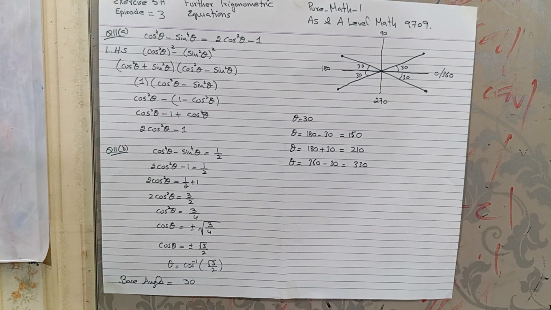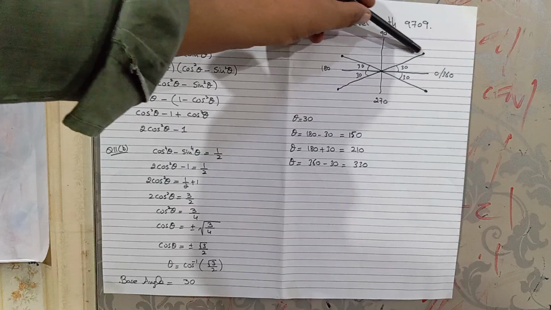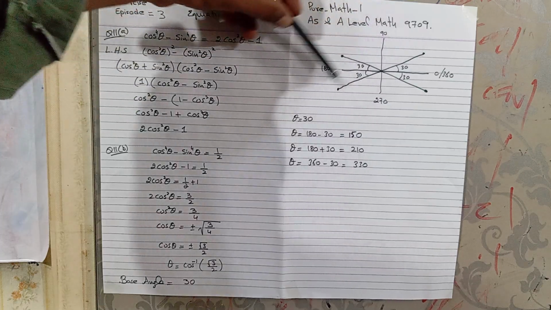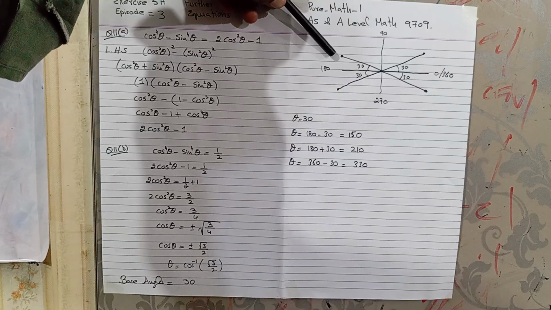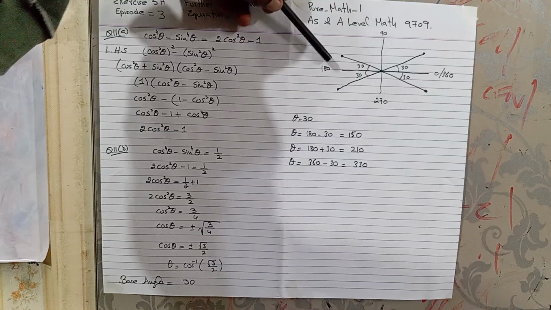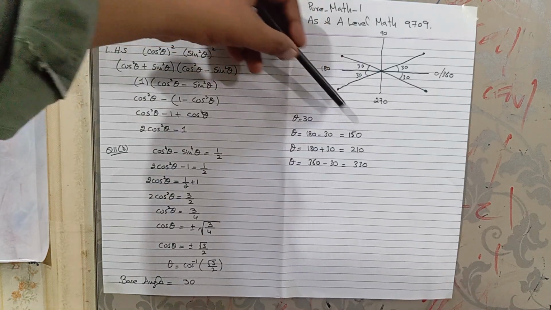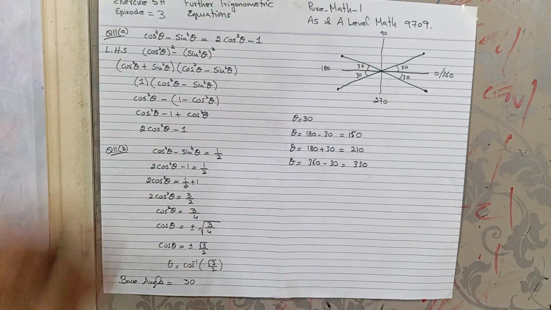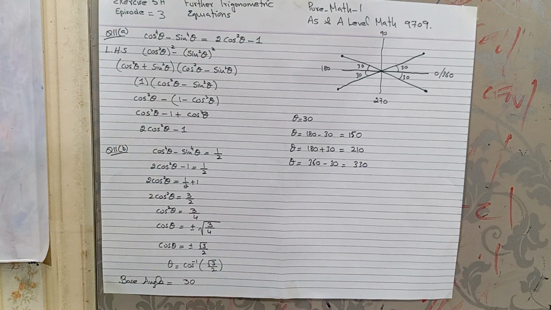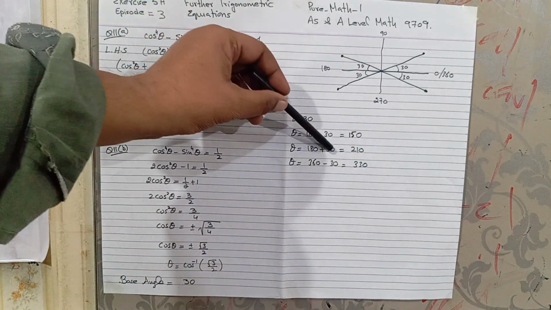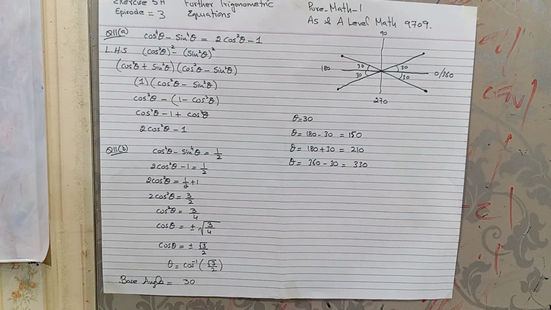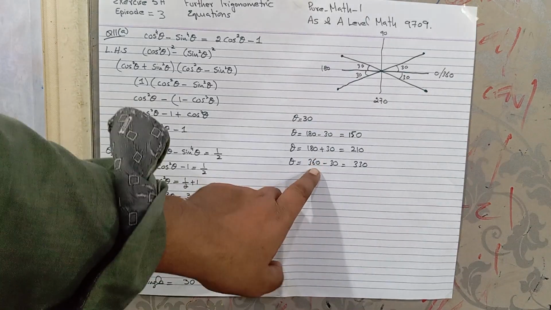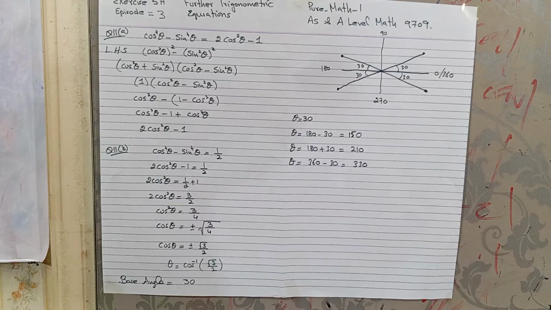If my base angle is 30 degrees, in the first quadrant theta is equal to the base angle, so theta will be 30. In the second quadrant, theta is equal to 180 minus the base angle, so it will be 180 minus 30, that is 150. In the third quadrant, theta is equal to 180 plus the base angle. It will be 180 plus 30, that is 210. And in the fourth quadrant, theta is equal to 360 minus the base angle, so it will be 360 minus 30, and that will be 330.